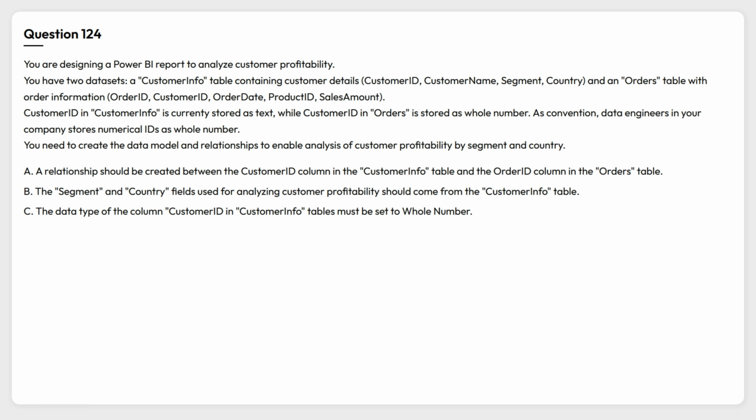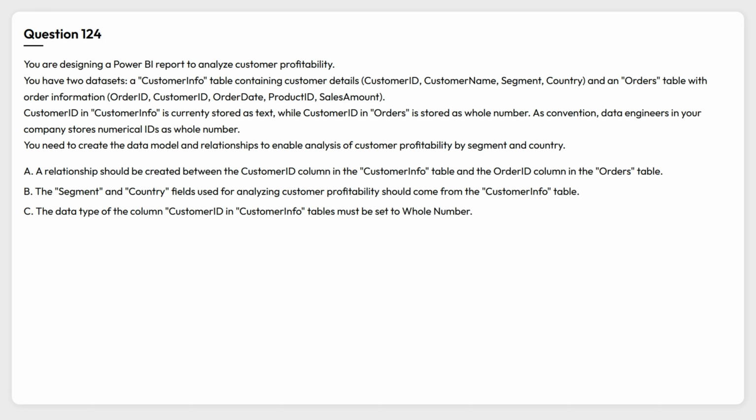Customer ID in customer info is currently stored as text, while customer ID in orders is stored as whole number. As convention, data engineers in your company store numerical IDs as whole number. You need to create the data model and relationship to enable analysis of customer profitability by segment and country.